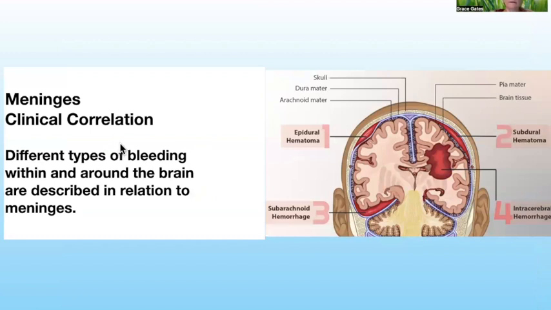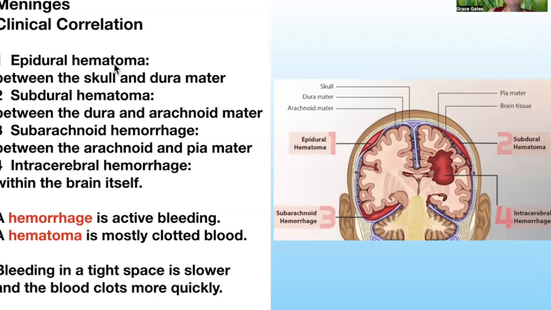Okay. This is a clinical correlation. Different types of bleeding within and around the brain are described in relation to meninges. So an epidural hematoma is between the skull and dura mater. A subdural hematoma is between the dura mater and arachnoid mater. A subarachnoid hemorrhage is between the arachnoid and pia mater, and an intracerebral hemorrhage is bleeding within the brain itself.